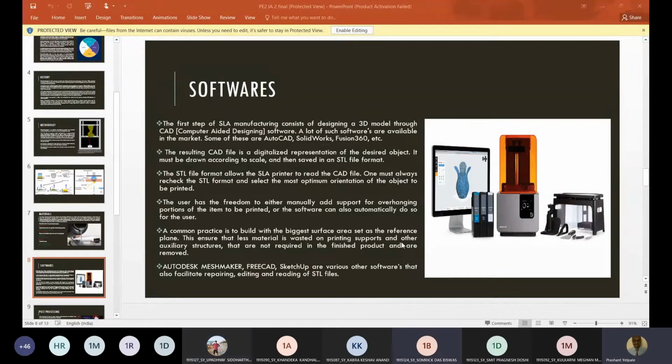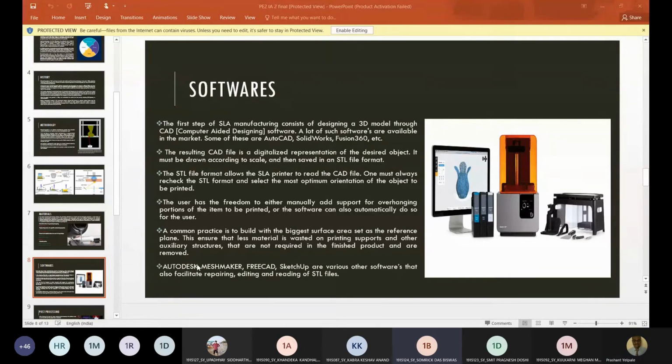There are various types of softwares available here. For example, we have Autodesk. Autodesk is the major one. They themselves offer three. We can use AutoCAD, we can use Fusion 360, and we can use MeshMaker, FreeCAD, SketchUp. These are again various options here.